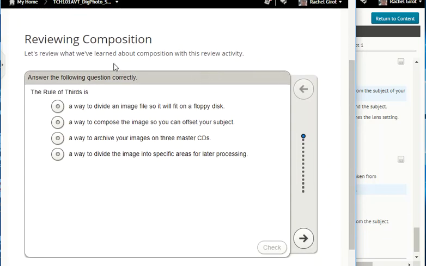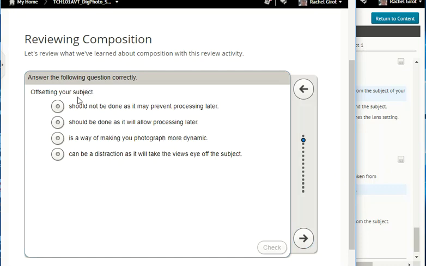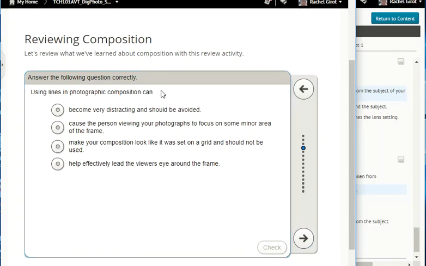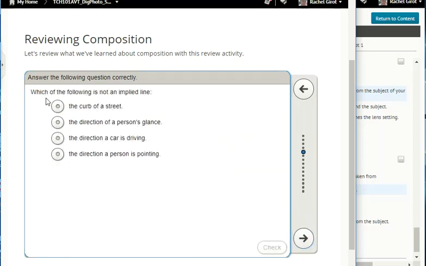Reviewing composition. Let's review what we've learned about composition. The thirds rule is a way to divide an image so that it will fit on a floppy disk. No. A way to compose the image so you can offset your subject. Yes. Offsetting your subject is a way of making your photograph more dynamic. After you divide the viewfinder appropriately, you locate the subject on one of your division lines. Using lines in photographic composition can help effectively lead the viewer's eye around the frame. Which of the following is not an implied line? In other words, which of the following is a stated line? The curb of a street.